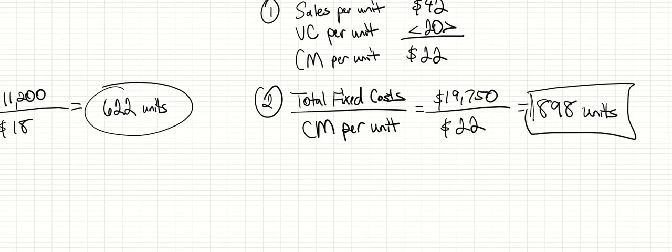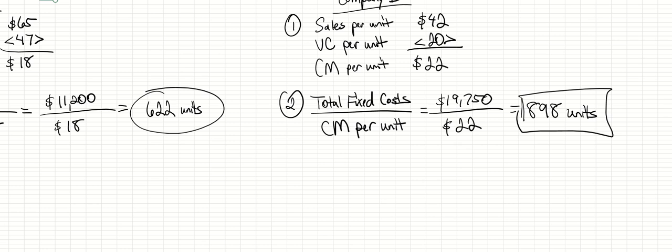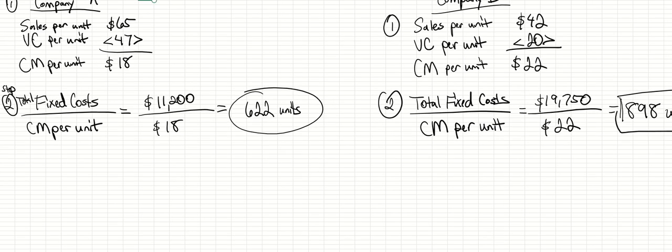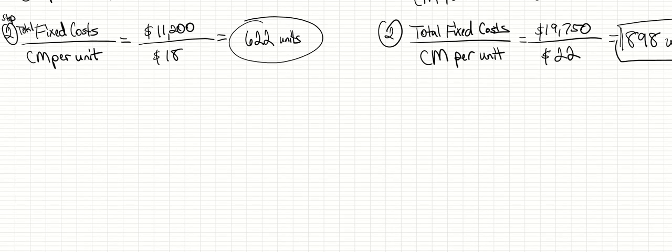Now I'm going to go to break even in dollars. Okay, so what does that look like? Break even in dollars. When it comes to the break even in dollars, it's pretty similar to figuring out what the numbers are going to be for a company to break even in units. So for company A and company B, this is going to be a two-step process similar to determining what the break even in units is.